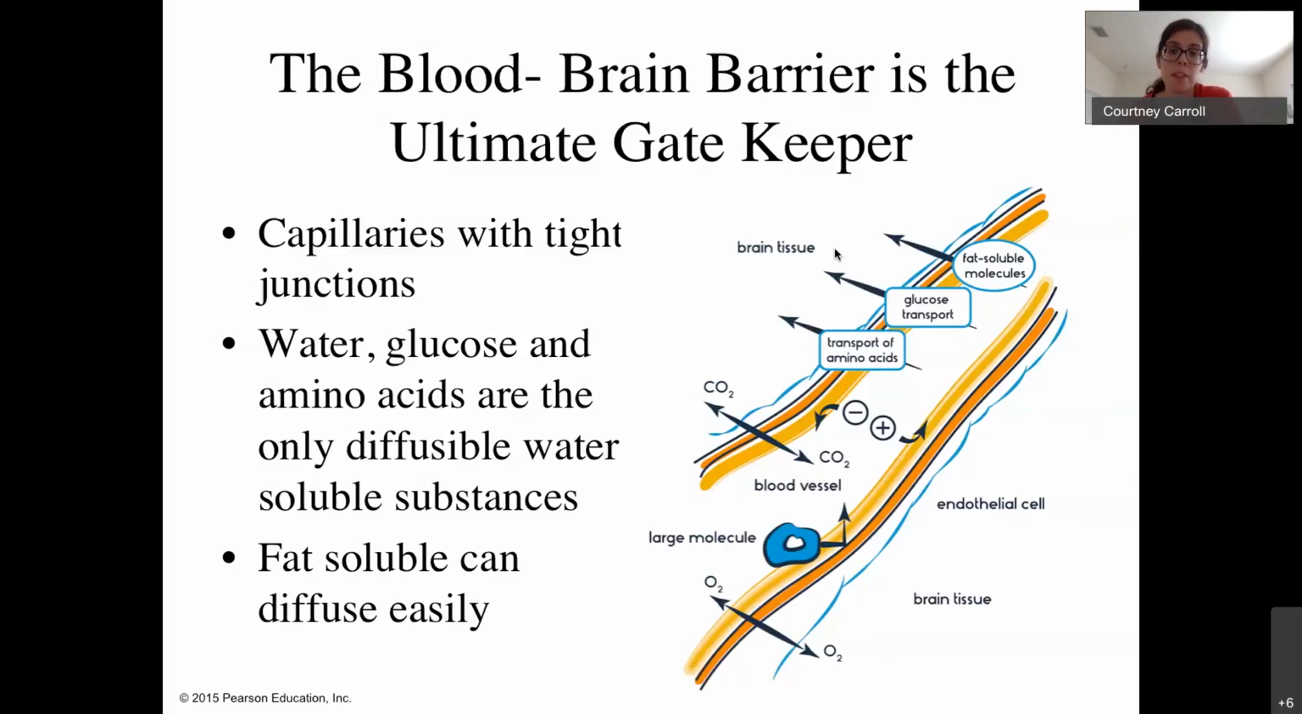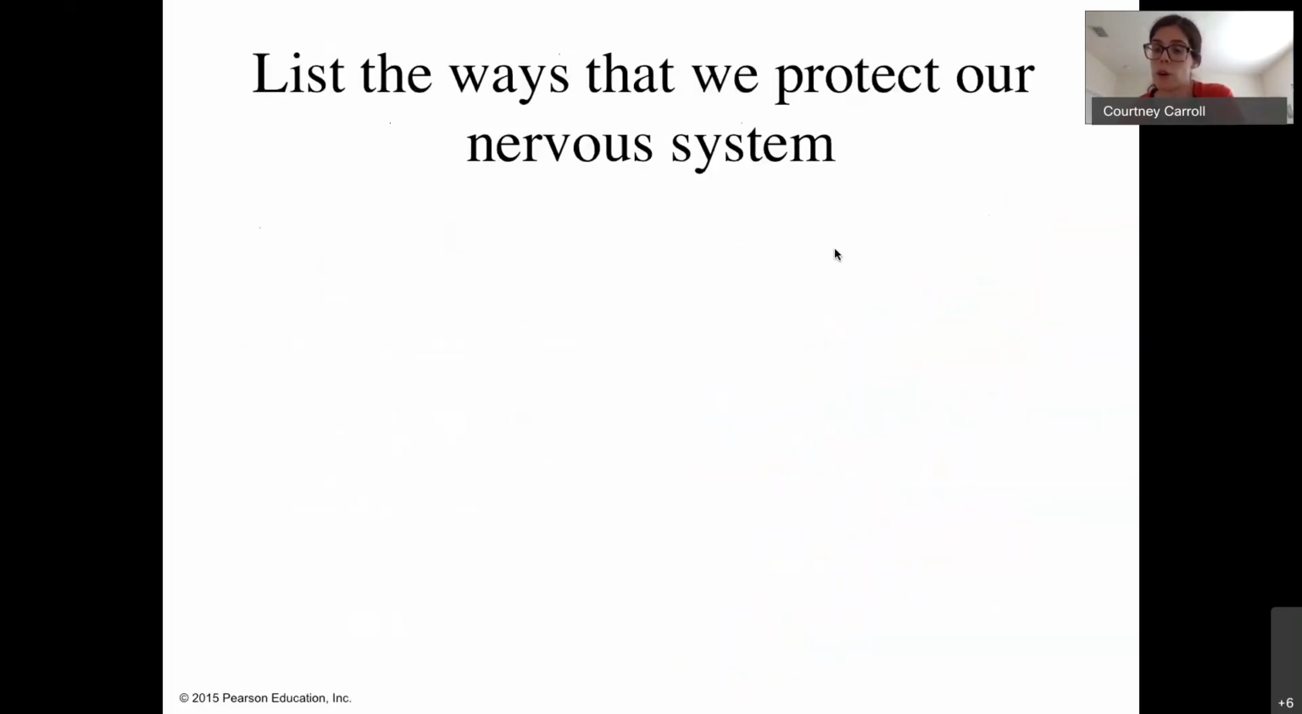Okay, so a question you might see is: describe ways that you would protect our central nervous system. You need to talk about things like bones, meninges, fluid, the blood-brain barrier, and glia cells forming that blood-brain barrier. Okay, all of these are key ways that we protect our central nervous system.